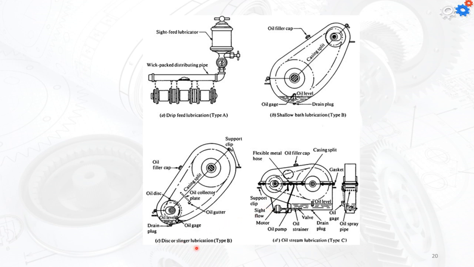We have the disc or the slinger lubrication for type B. That will be almost the same thing. And you can see that we have the oil gutter, so the oil is not going to be splashing all over the place. And that's the stream lubrication for type C, which is something where the oil is simply sprayed over the chain.